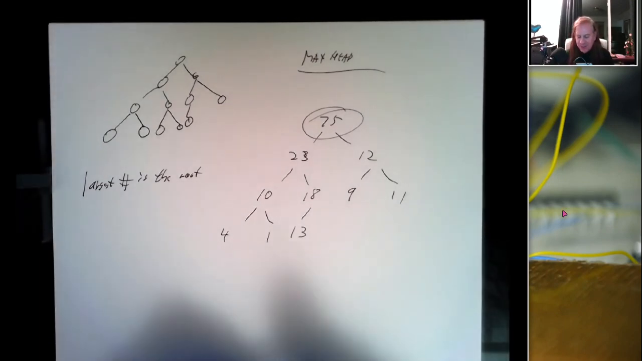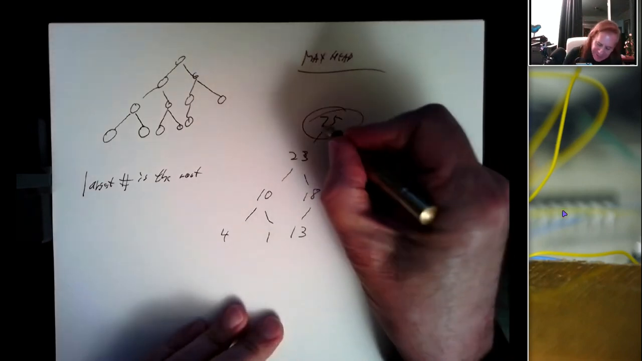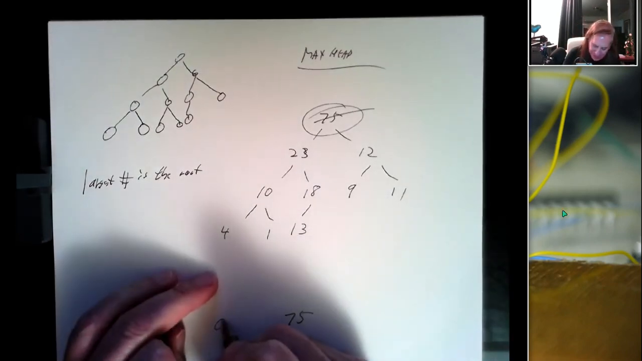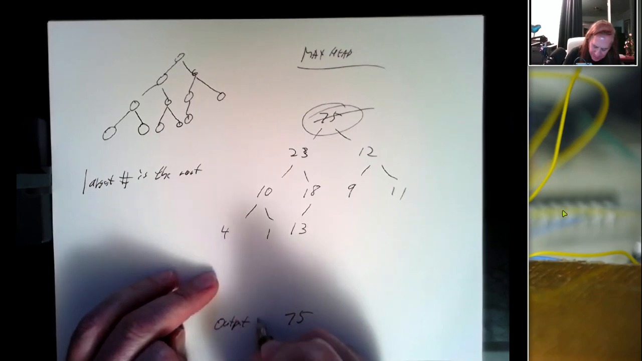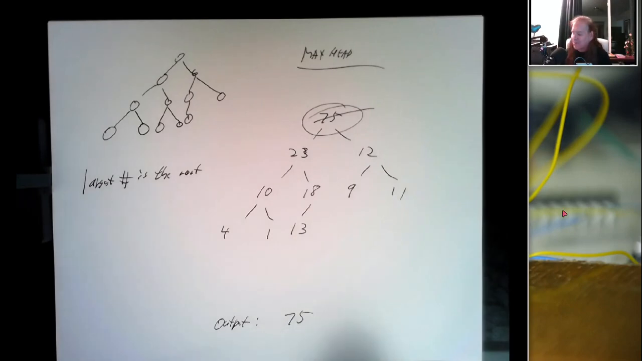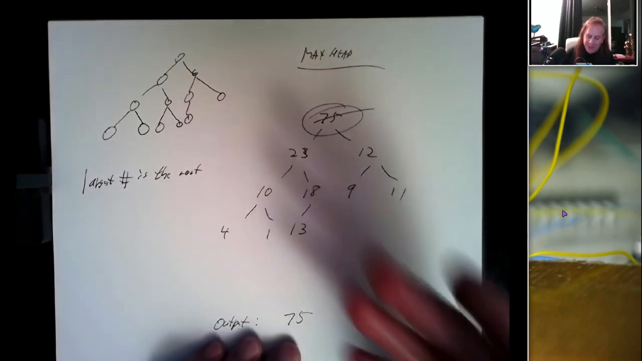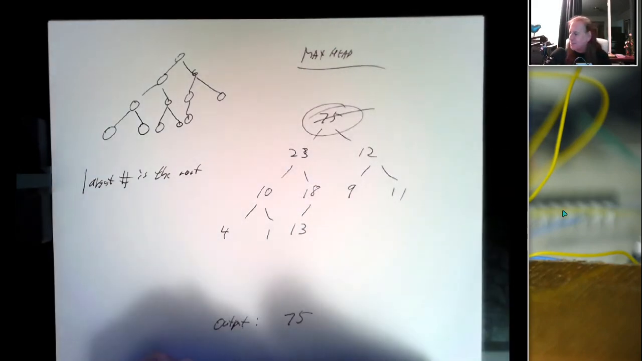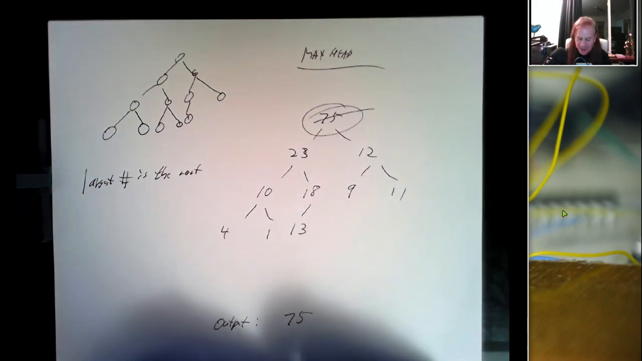All right, now suppose I remove this 75 from my heap. So I find the largest number, I print it out or do whatever I'm trying to do with it. I no longer have a heap, because if there's no root, it doesn't have the shape of a heap. It doesn't even look like a tree. It looks like two trees.